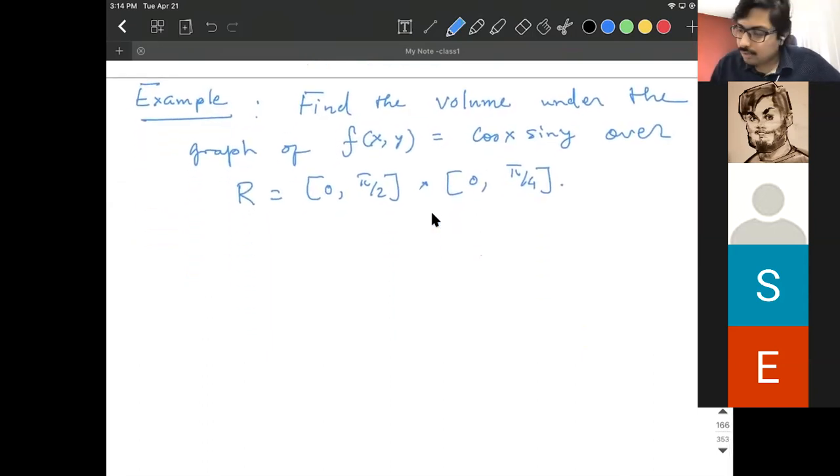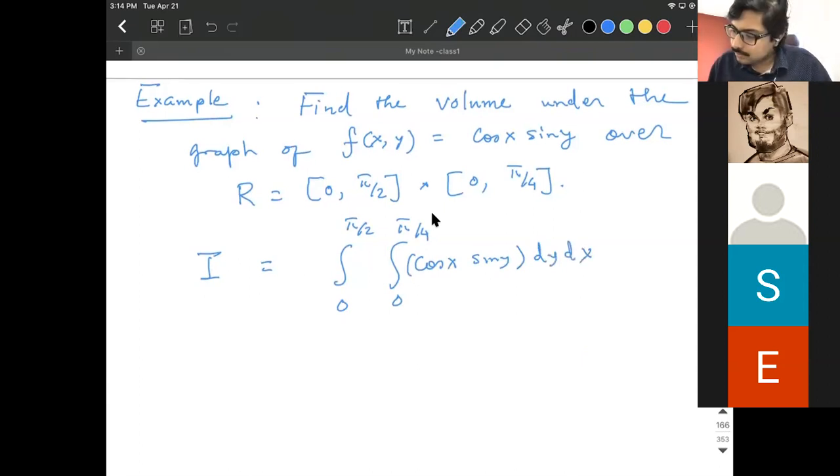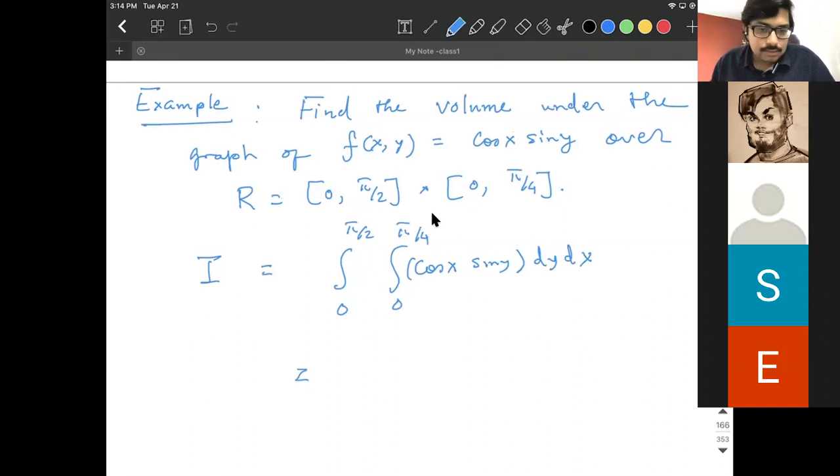Okay, so just following the definition, this I is given by: now I first integrate along 0 to pi by 2, then 0 to pi over 4, cosine of x, sine of y, dy dx. So integrate with respect to y and then with respect to x. And each of these integrals is fairly simple.